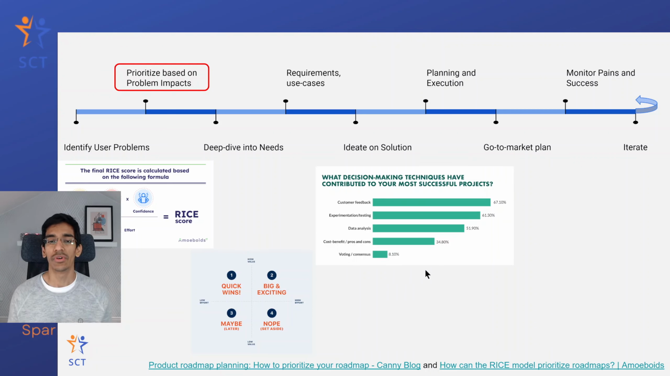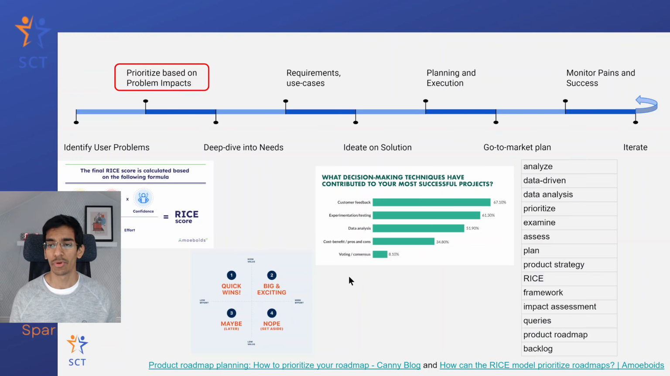And another aspect you want to showcase is data driven decision making. This data could be based on customer feedback or some experimentation, data analysis, cost benefit analysis. And cost benefit analysis is also kind of the first graph we saw here, value versus effort, where value is the benefit, effort is the cost. So there's voting consensus, I'm not sure how good that is as a decision making framework, but these are some snapshots I found online and put in here just to illustrate the point of how you prioritize based on problem impacts.